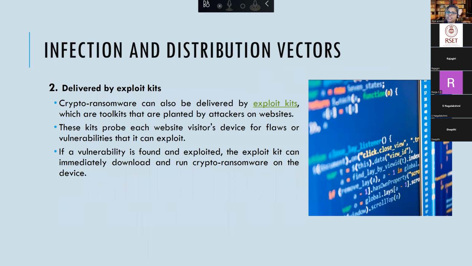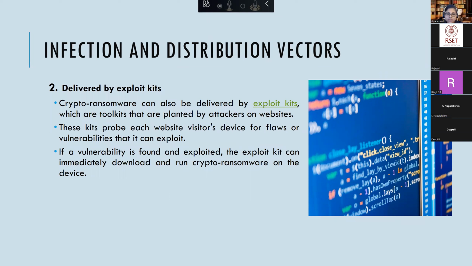The second distribution vector that cyber criminals normally use is delivering the ransomware as an exploit kit. Exploit kits are basically a kind of malicious module planted in a malicious website. When you visit that malicious website, the exploit kit scans your device to find vulnerabilities or weaknesses, and then tries to exploit that vulnerability to gain access to your system.